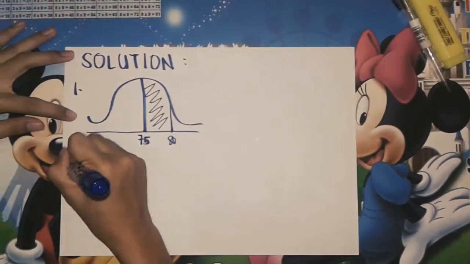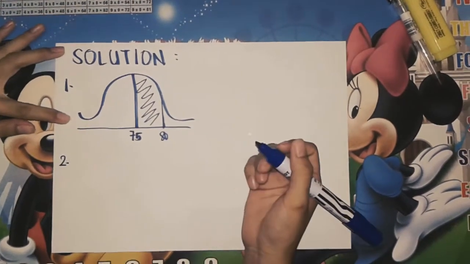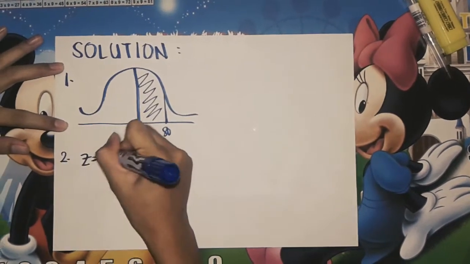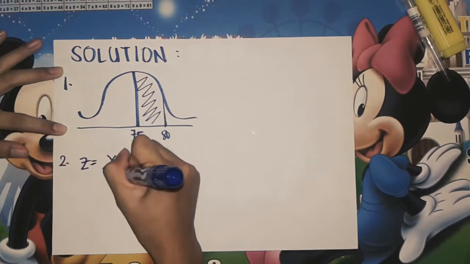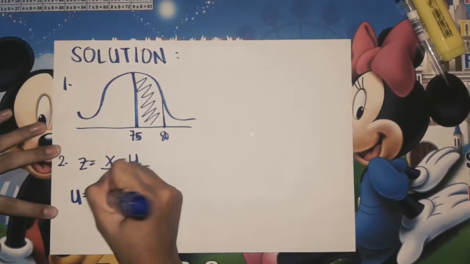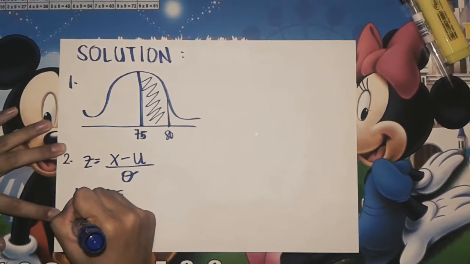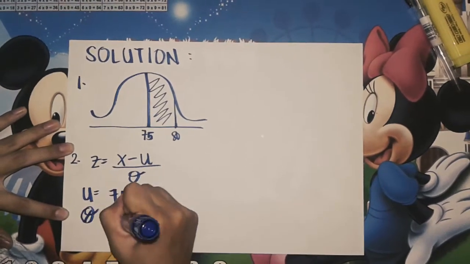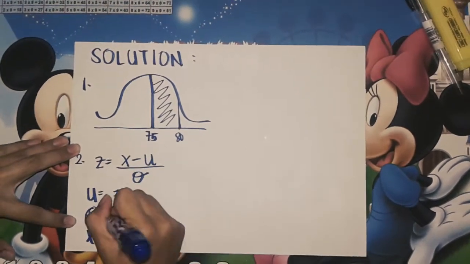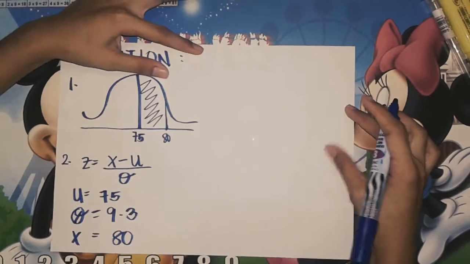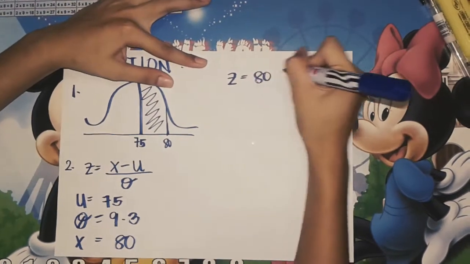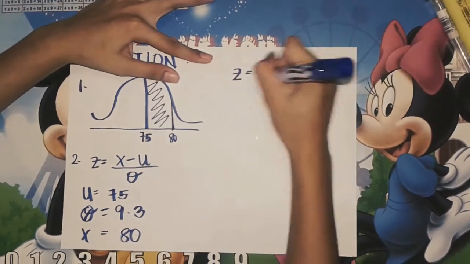Step number 2. We need to convert the real score into z-score. The formula that we need to use is z is equal to real score minus mean divided by the standard deviation. The mean is 75. The standard deviation is 9.3. And the real score is 80. Let us substitute the given: z is equal to 80 minus 75 over 9.3.